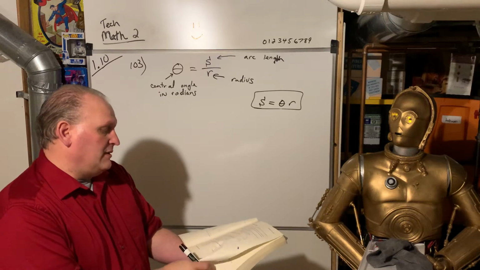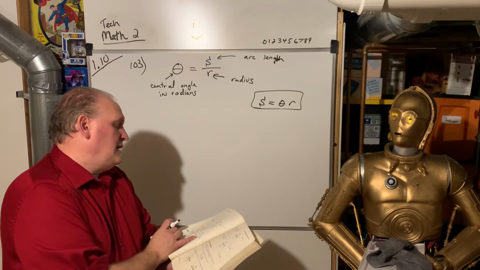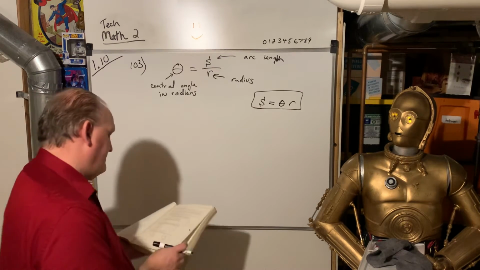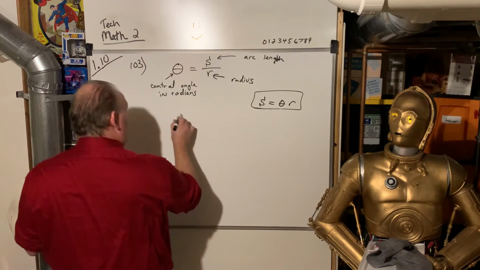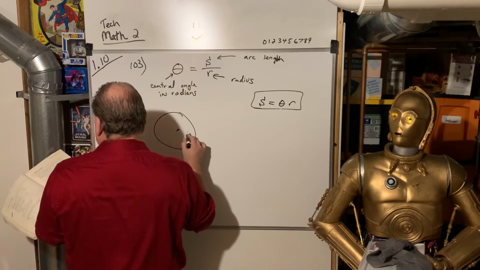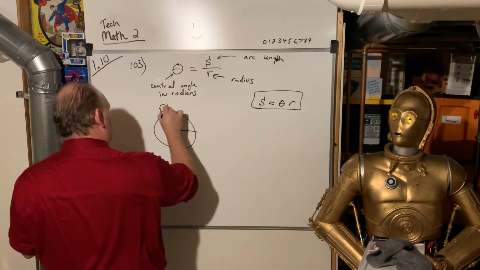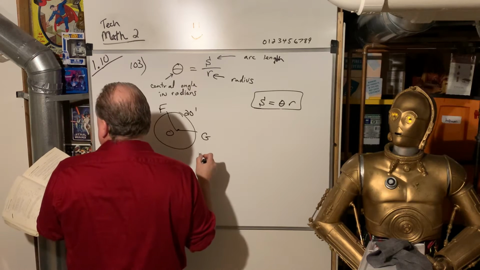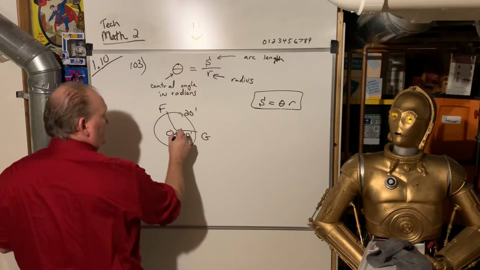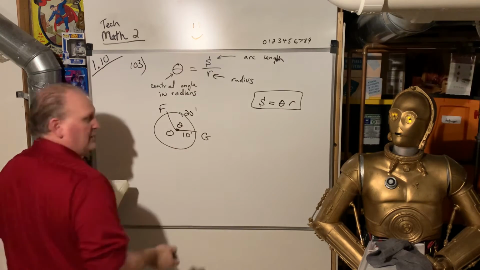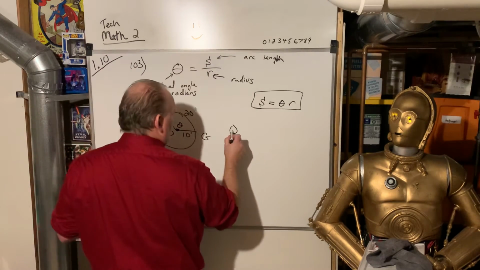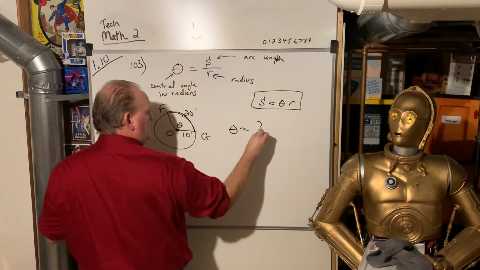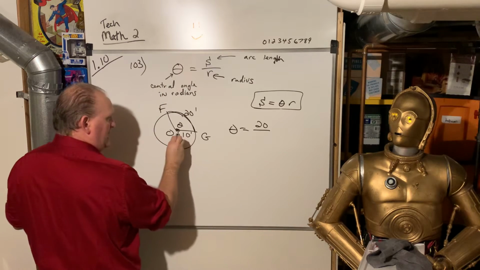But here they have a couple of examples. Angle FOG, here, let's draw it. We got FOG. And they tell us the intercepted arc is 20 feet and the radius is 10 feet. So if I wanted this central angle, that theta would just equal the intercepted arc, that's 20, divided by the radius of the circle, that's 10.